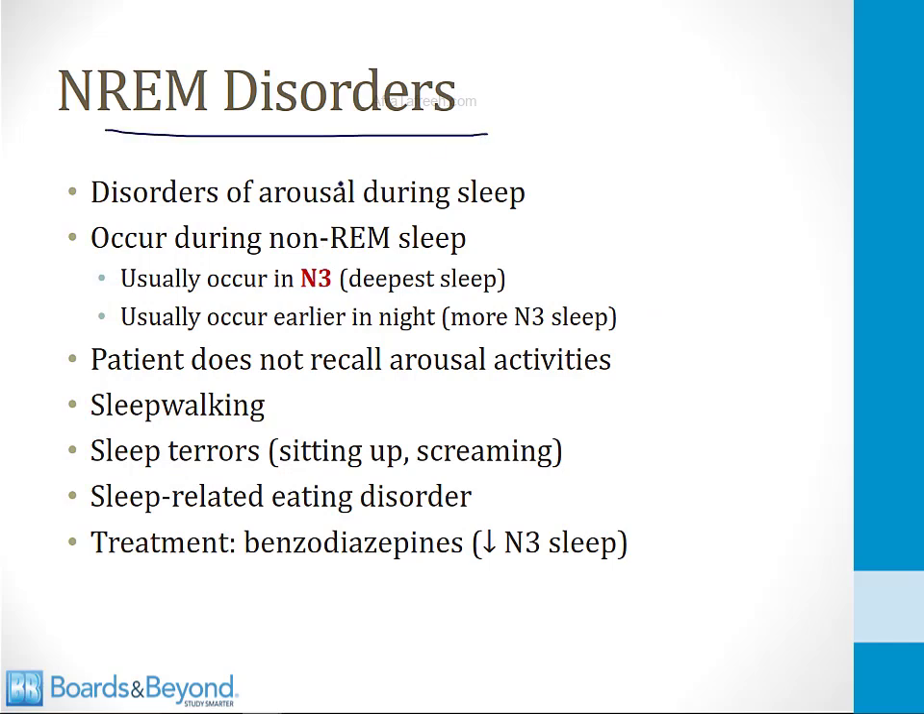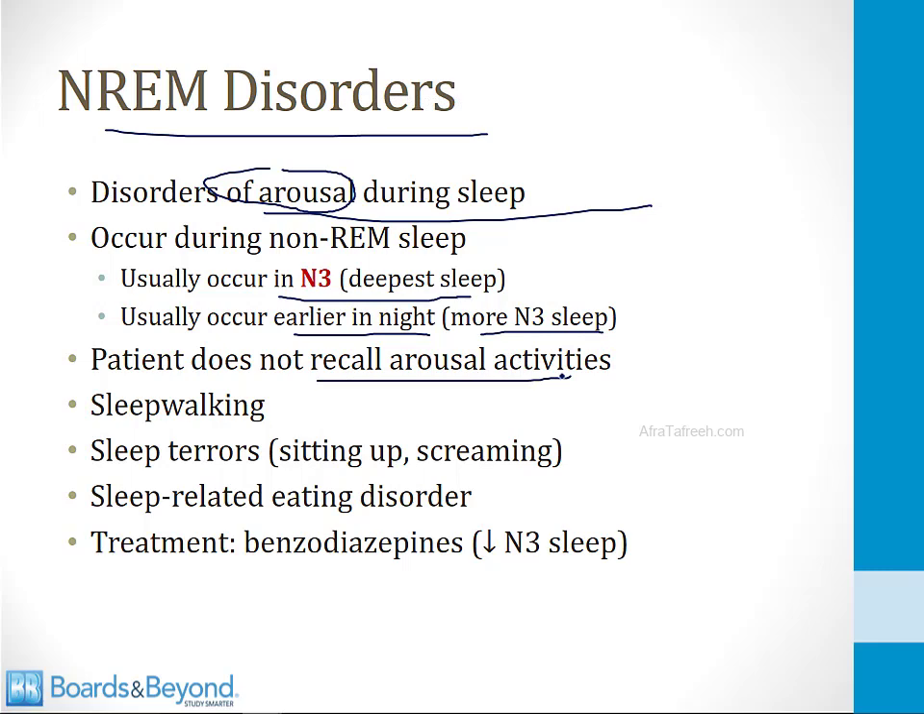NREM parasomnia disorders are disorders of arousal during sleep. And remember, these aren't going to happen during REM sleep. In REM sleep, you're paralyzed, so you're not going to have an arousal problem. This is only going to occur during NREM sleep when your muscles are not paralyzed. These usually occur during N3 because, as I told you before, that is your deepest phase of non-REM sleep. In addition, they usually occur earlier in the night, and that should make sense to you because, as we saw on that hypnogram, there's more N3 sleep earlier in the night. Patients with these disorders do not recall the arousal activities. They're often uncovered by things they see when they wake up the next morning or by family or friends that live in the same house.